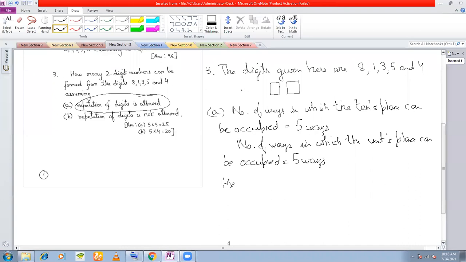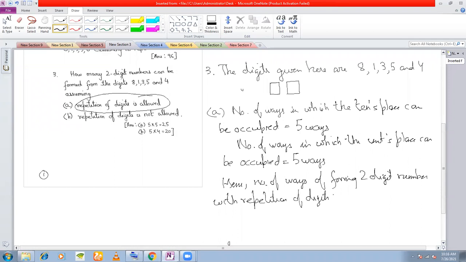Hence, the number of ways of forming 2-digit numbers with repetition of digits is 5 into 5, right? 25. Yes, sir. So this is with repetition. Now we come to without repetition.